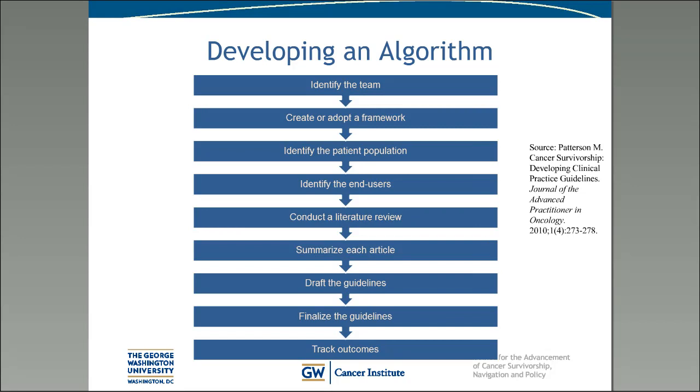You would create some kind of framework for the algorithm. You would identify your patient population and think about both in terms of disease type, but also if your population has any other special issues or characteristics.